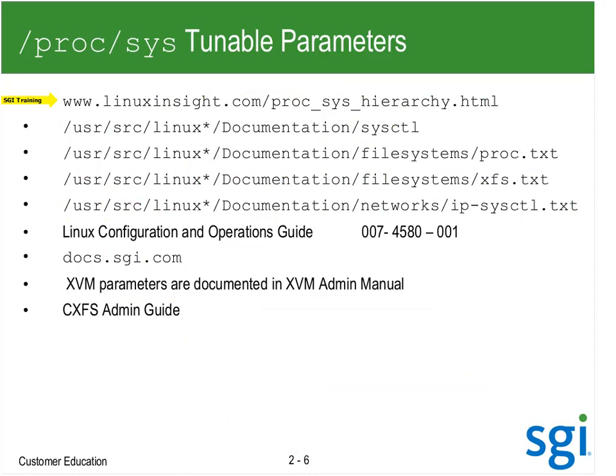Also, when you have the kernel source loaded, in /usr/src/linux/Documentation, there's a sysctl file. In Documentation/filesystems, proc.txt describes /proc. Also XFS for XFS settings. And network stuff, there's an ip-sysctl.txt. Again, we do have some stuff in the Linux configuration guide, docs.sgi.com. XVM has some sysctl parameters, and CXFS also, documented just in those manuals.